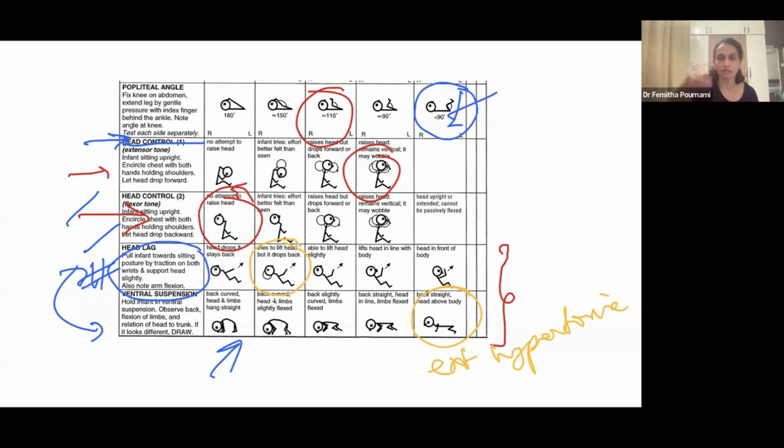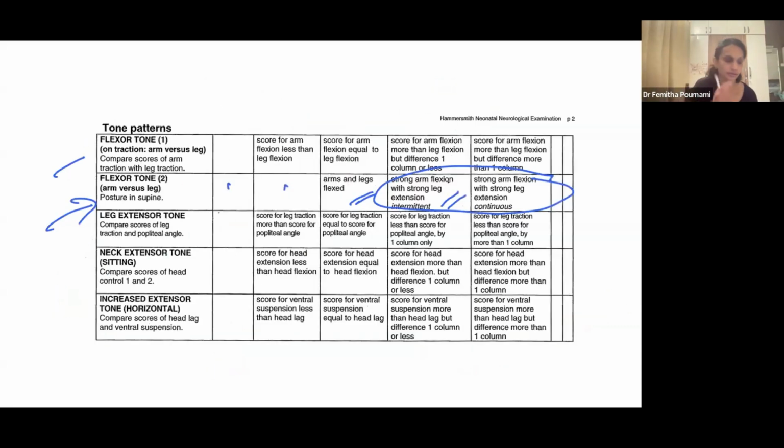So more than 1 column difference where passive is better than active, extensor is more than flexor, and upper limb is less than lower limb. Sorry, upper limb is higher than lower limb flexor. These are not good. Okay, go through it once more. You will understand when you go through the rules of the tone patterns.